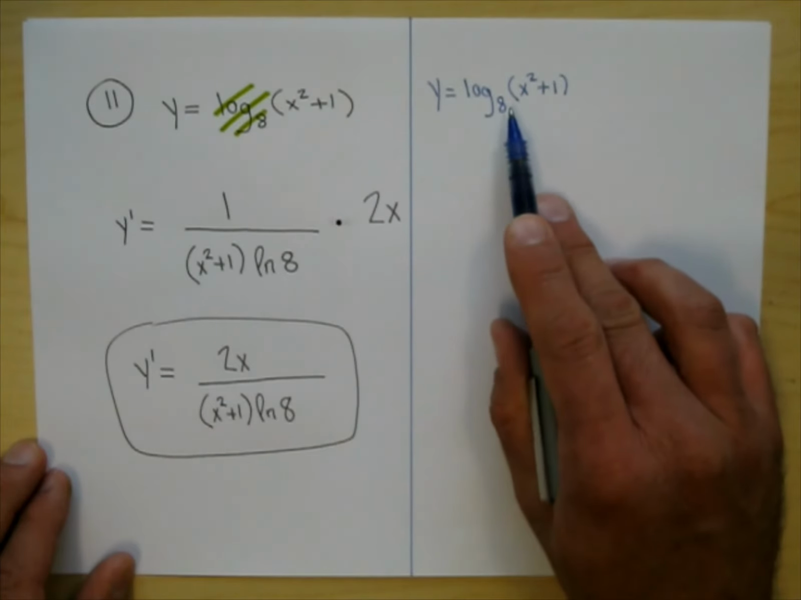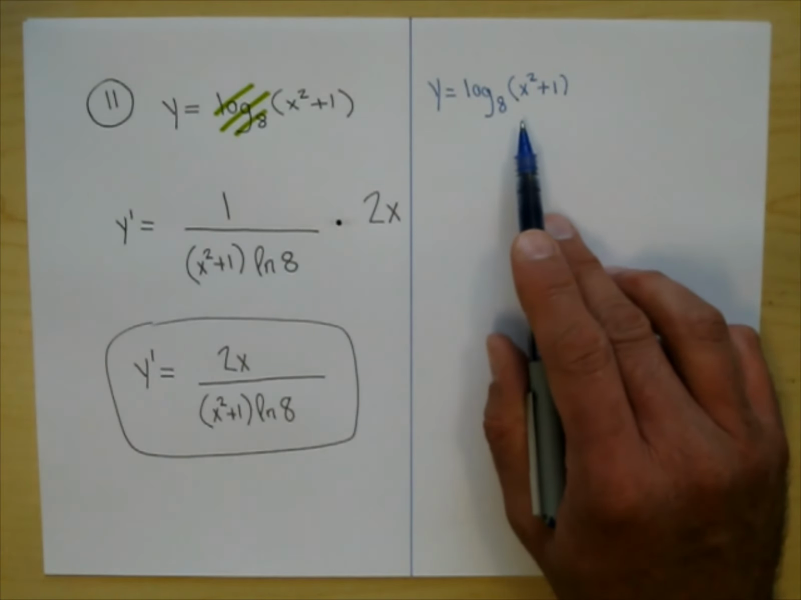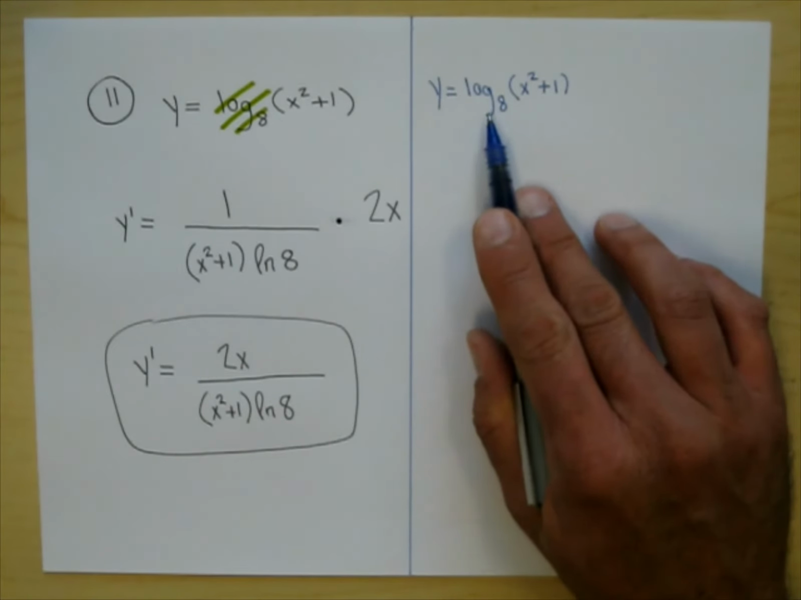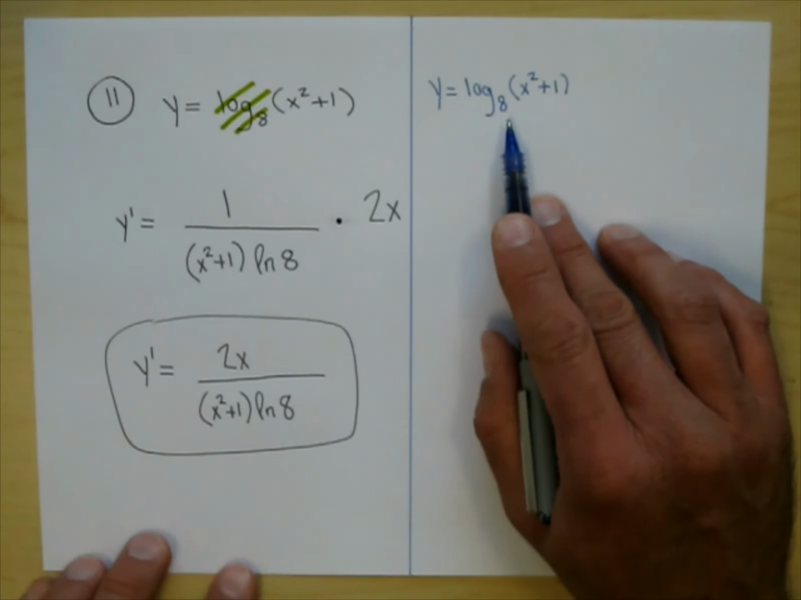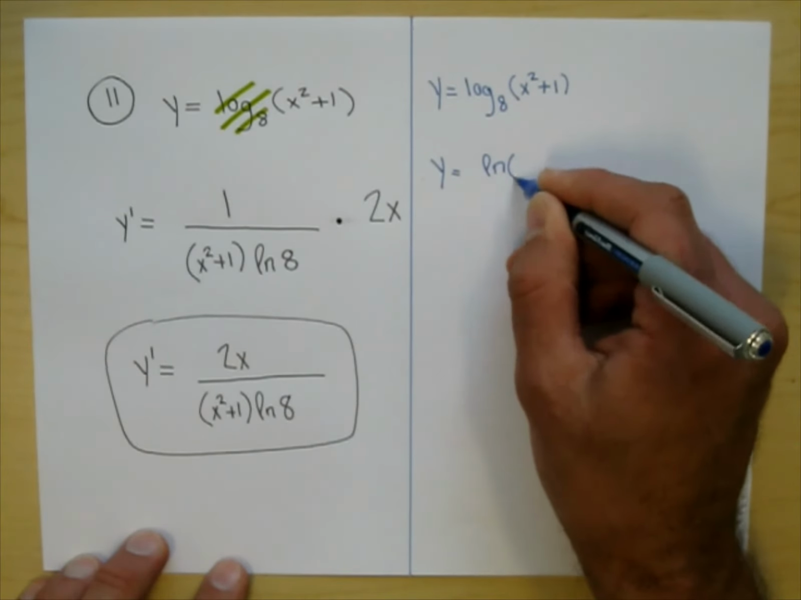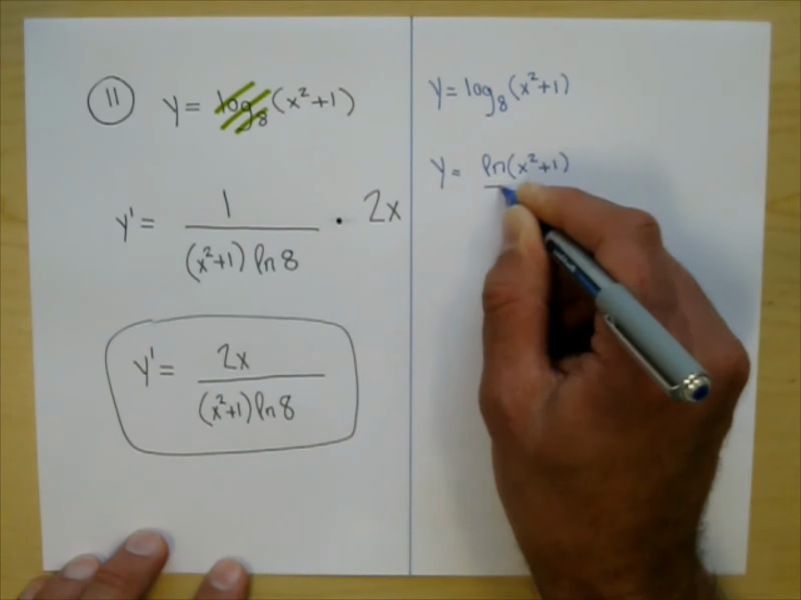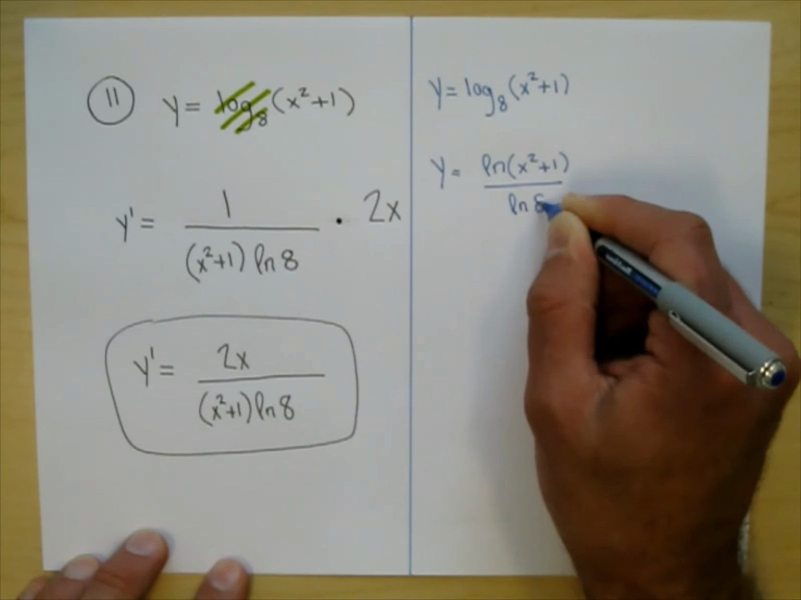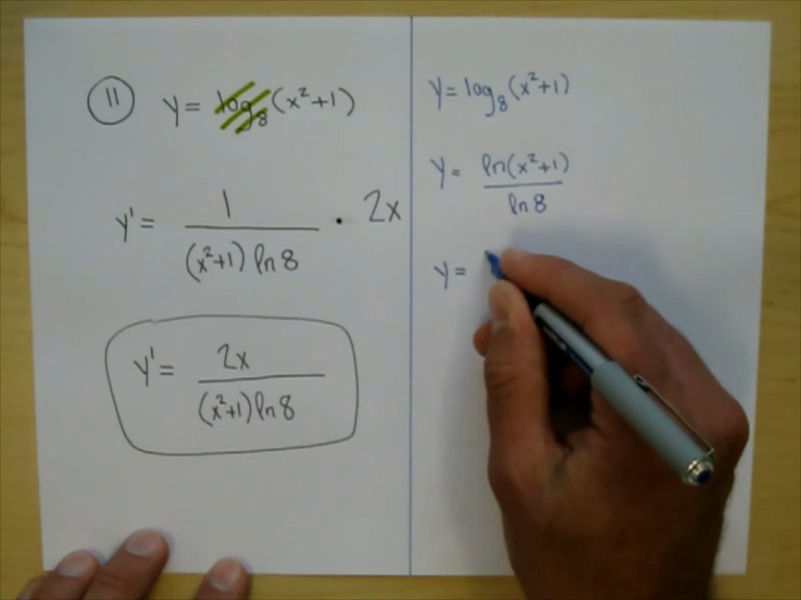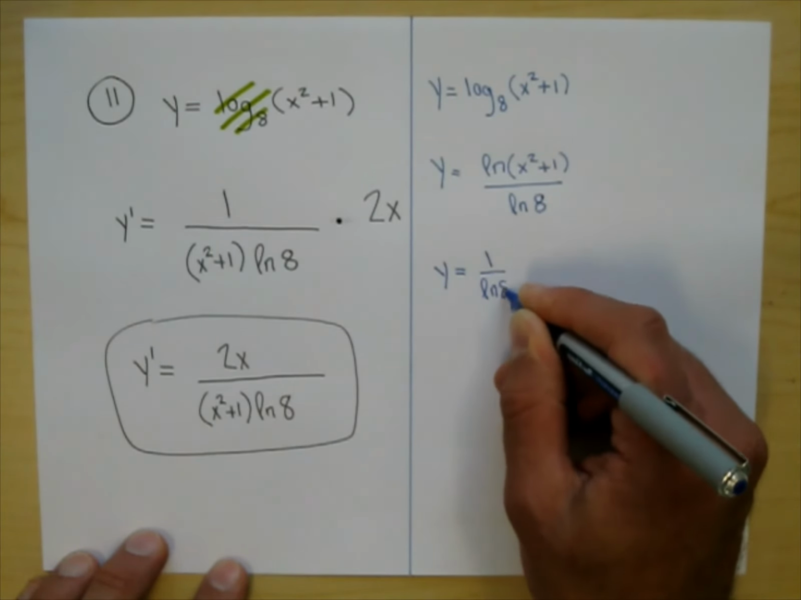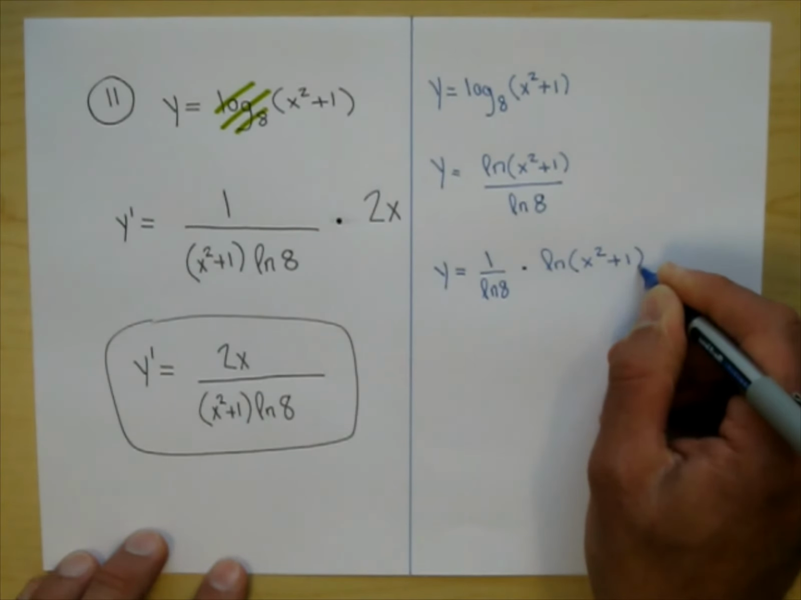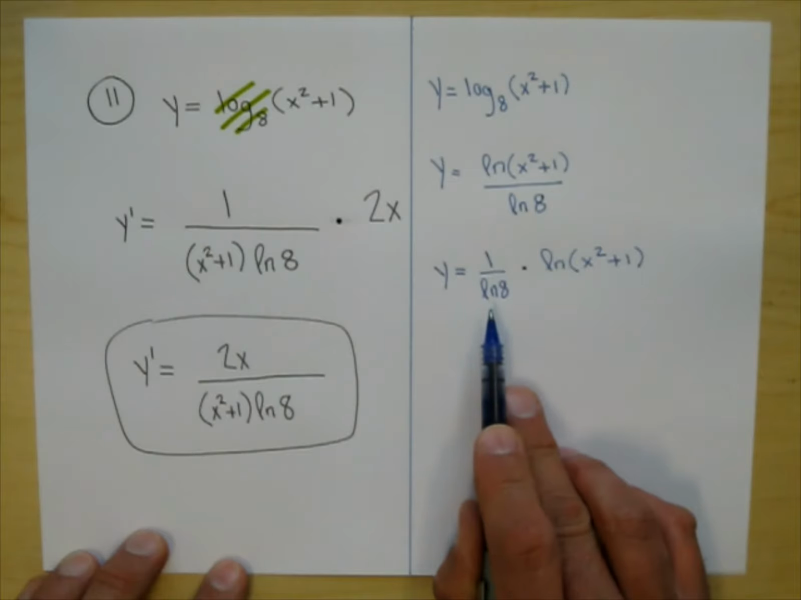Okay. What I can do is use property 8, which is the change of base rule for logarithms. And I'm going to change the base of this log to base e, which means ln. So I'm going to write this as ln of x squared plus 1 divided by ln 8. I'm going to pull out that ln 8 and put it out front. So 1 over ln 8 is out front, and then this is multiplied by ln of x squared plus 1. This right here, 1 over ln 8, is just a constant.